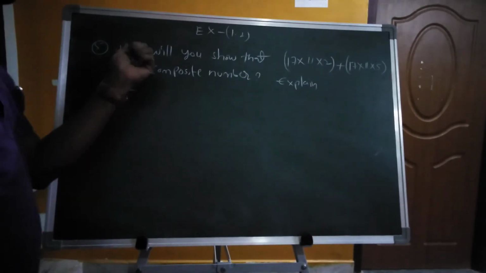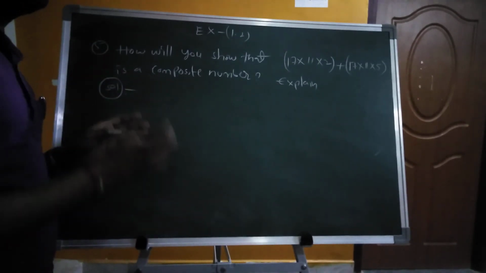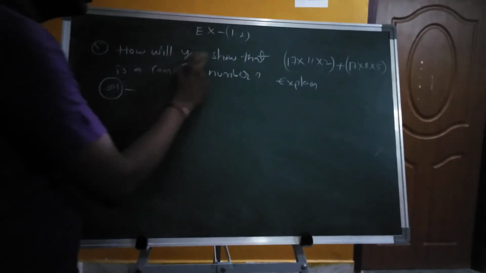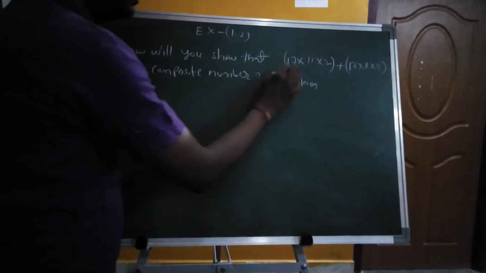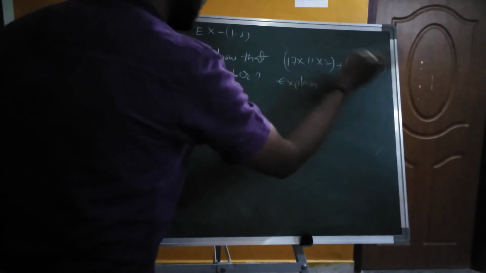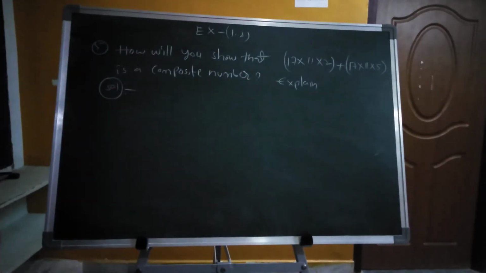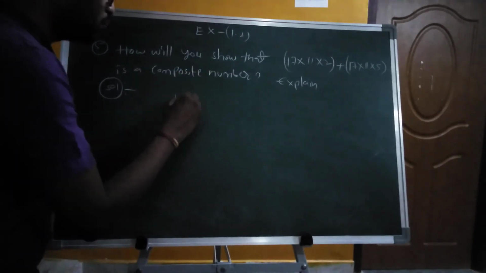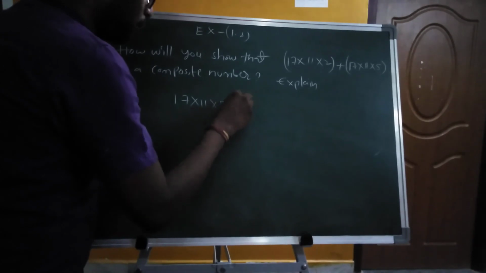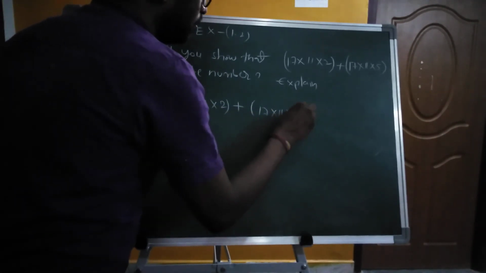Observe here, this is the fifth problem. The fifth problem is also like the fourth problem. How will you show that 17 into 11 into 2 plus 17 into 11 into 5 is a composite number? Explain. See, write down first this problem: 17 into 11 into 2 plus 17 into 11 into 5.